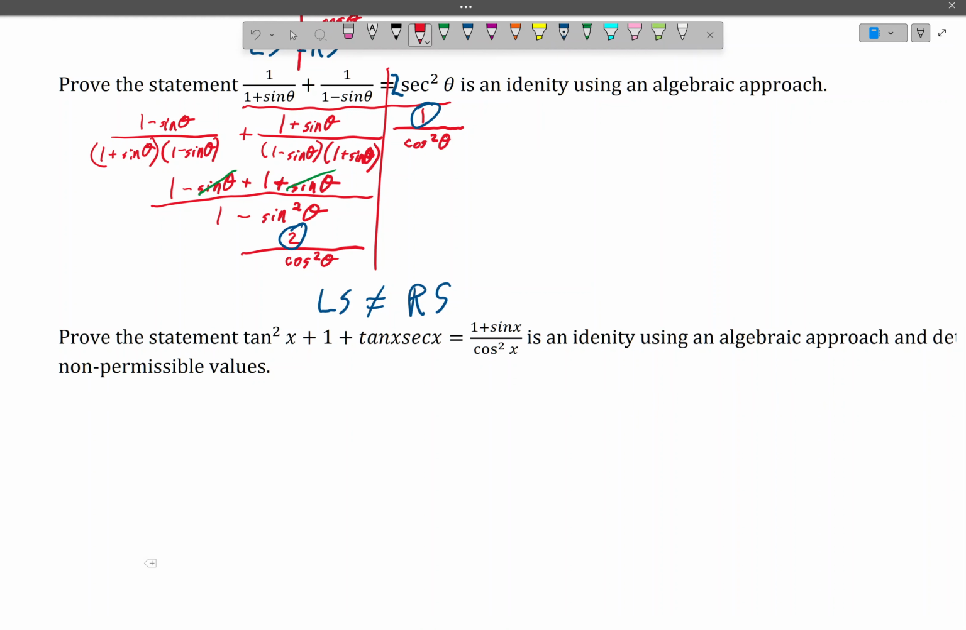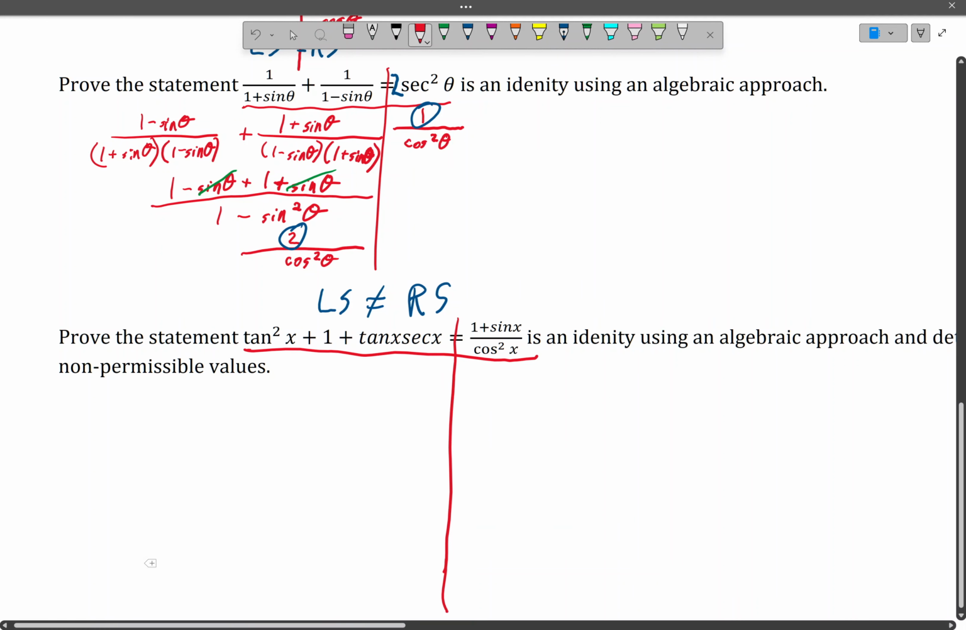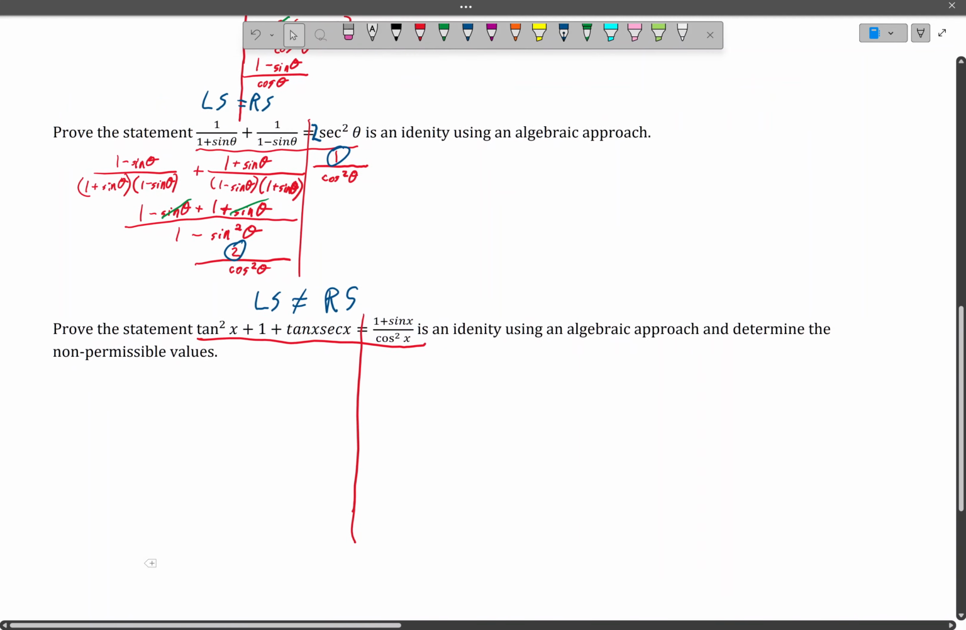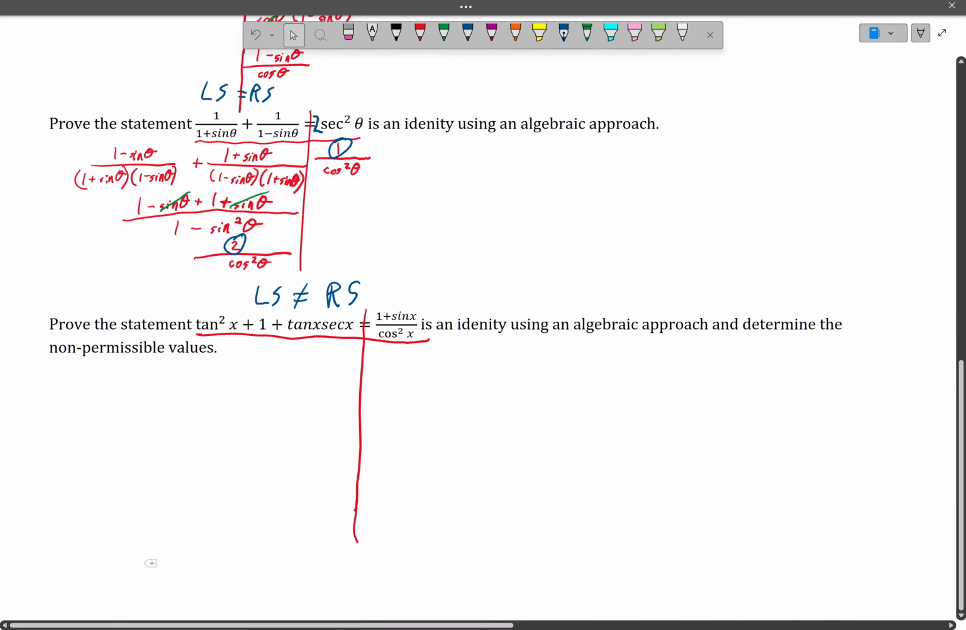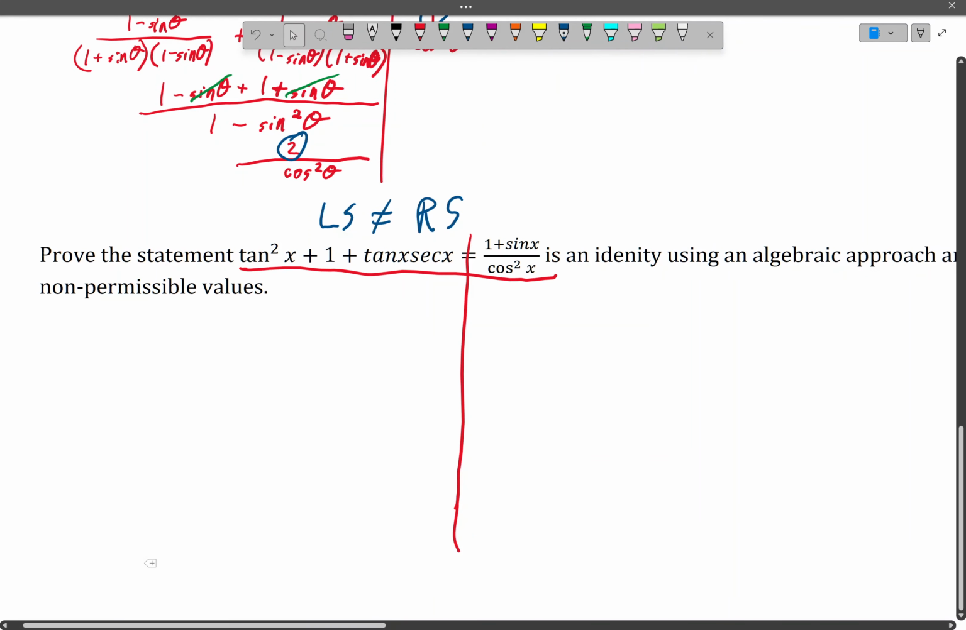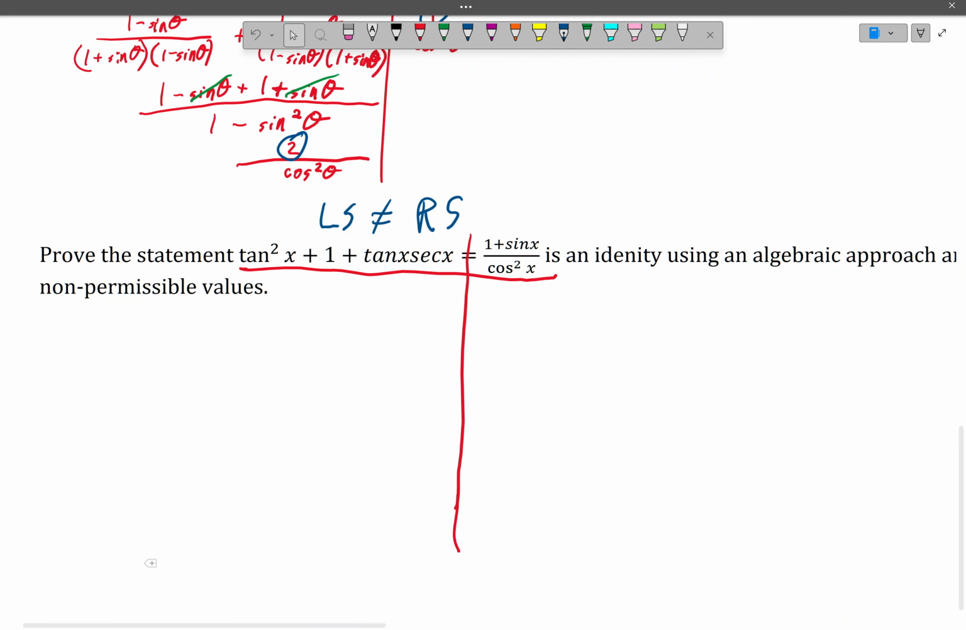All right, sorry, I had to make a little bit of an adjustment to this question here. So this is our statement, and now we're going to go ahead and try to prove it. Just keeping in mind that it says determine non-permissible values on this question, so we do need to look at that as well. So let's go ahead and try to solve this.